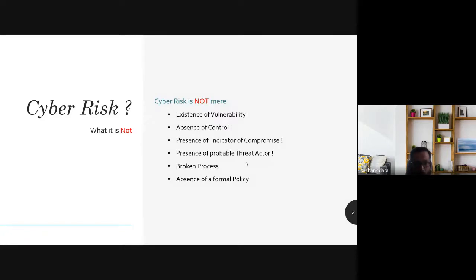Okay. Now, what cyber risk is not is also important to understand. A mere existence of a vulnerability doesn't mean cyber risk. Merely saying that, hey, there is a Log4j vulnerability on a server is not a risk yet. We need to understand a lot of parameters: is that server switched on at least? Or is there an application running on it? Is there any business impact if it is down? So a lot of parameters need to be evaluated before we even say that's a risk. Until then, it's just a vulnerability, an absence of control.